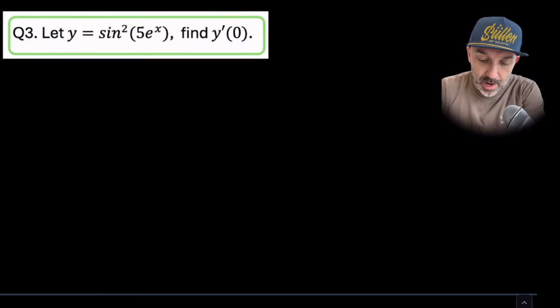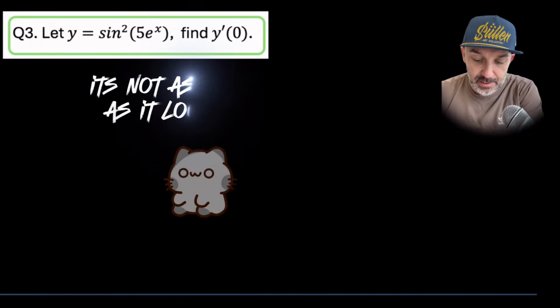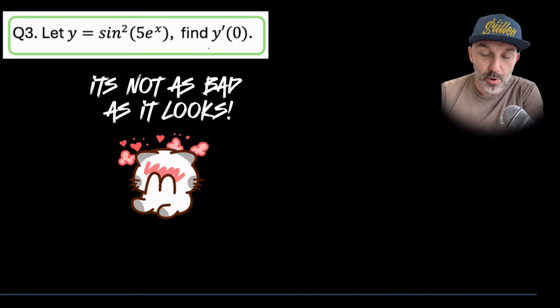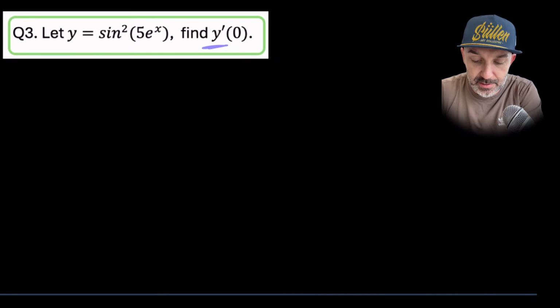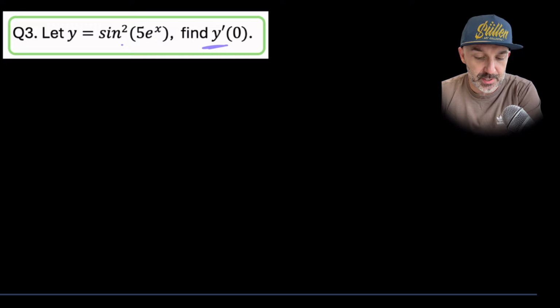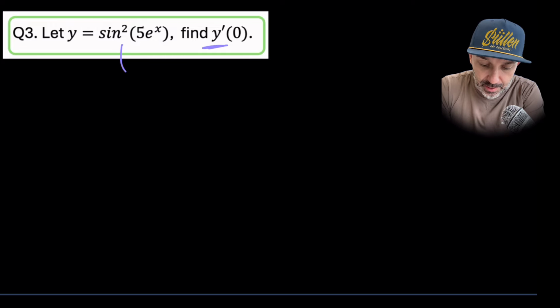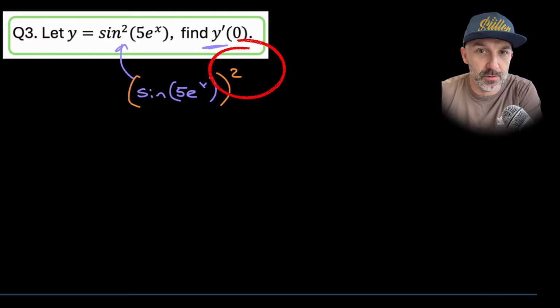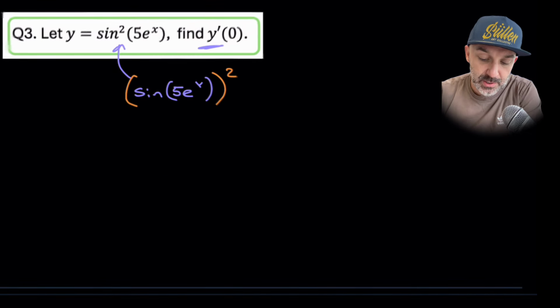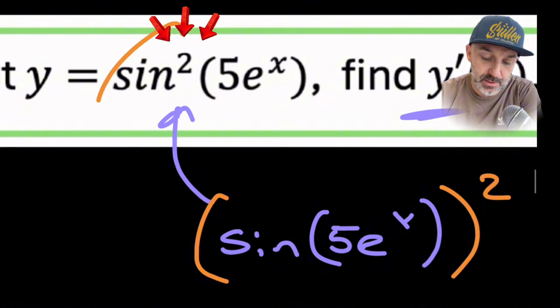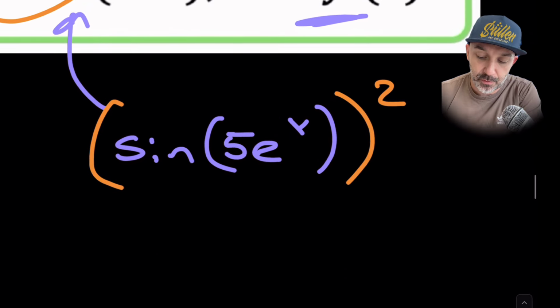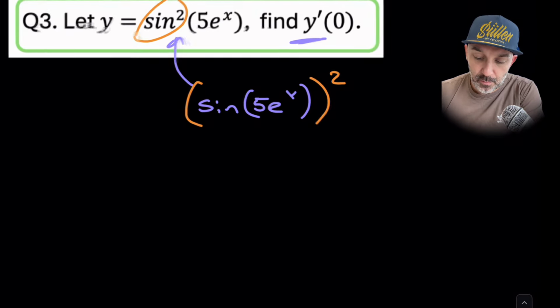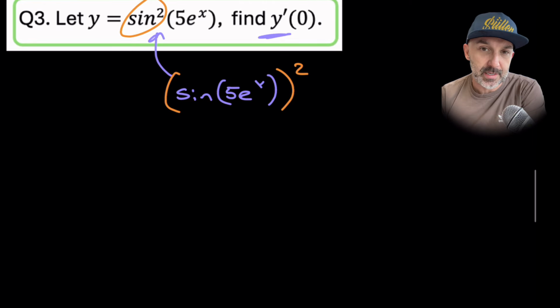Question 3. Let y equal sine squared 5e to the x, find y prime of 0. So they're asking us to differentiate y and then substitute a value 0 into that. Okay, I just want you to have a look at this thing here. Whenever you see a sine squared, what it actually is, it's the sine has all been squared, but it is just a notation that we use in trigonometry that when we square it, we put the square straight after the sine, but it's really saying that the whole thing is squared. That's useful because we can basically use chain rule here.